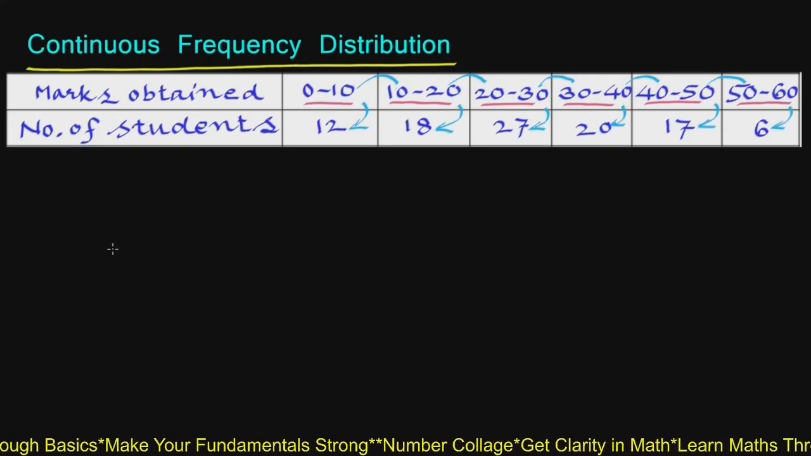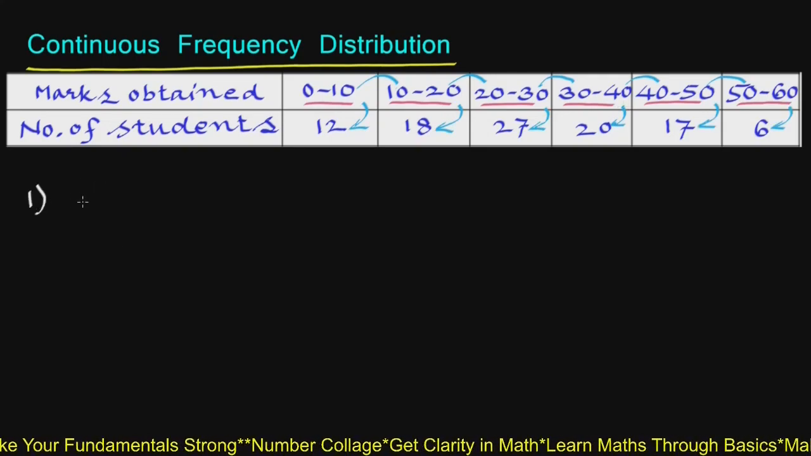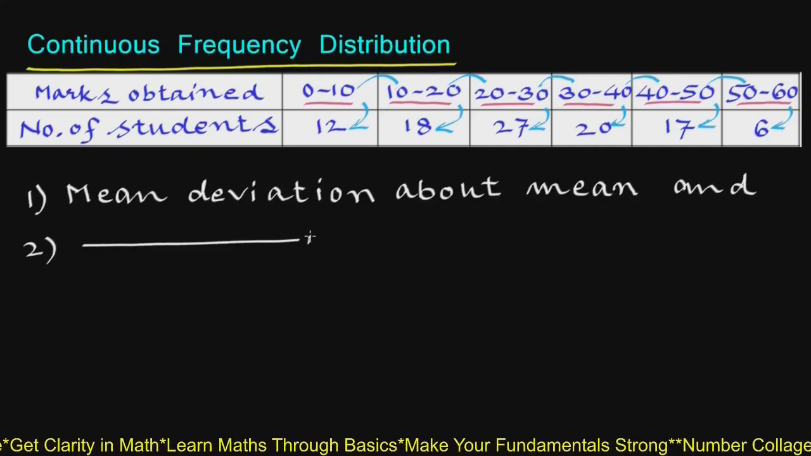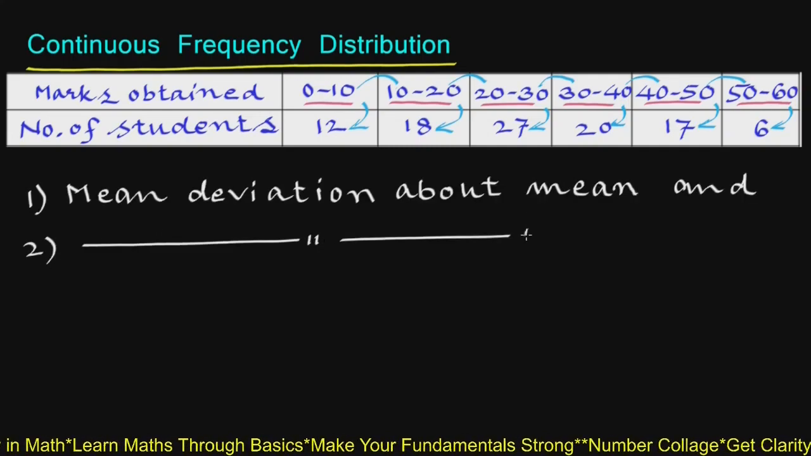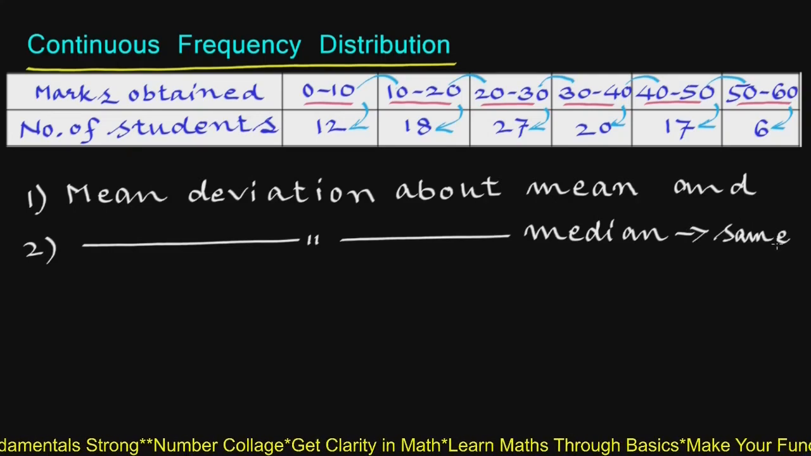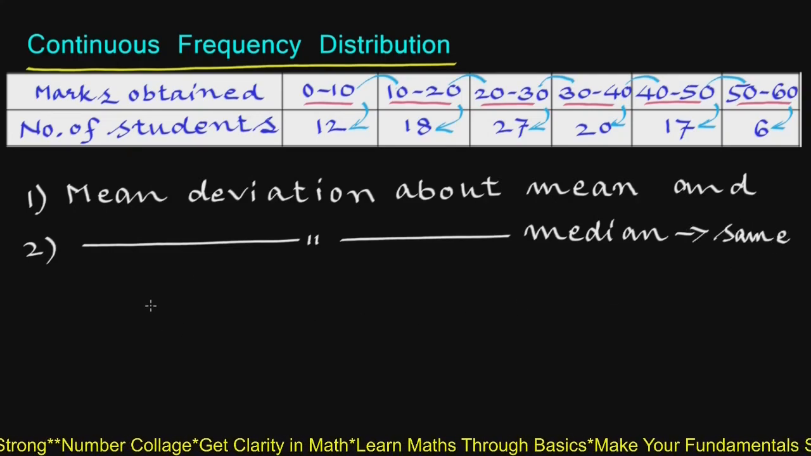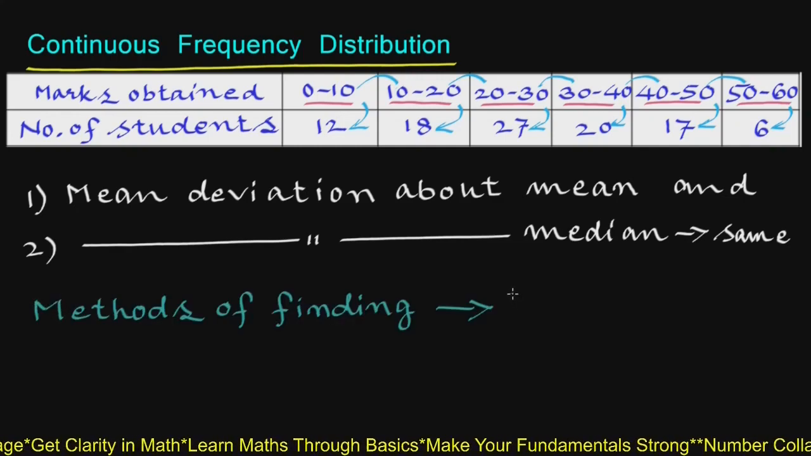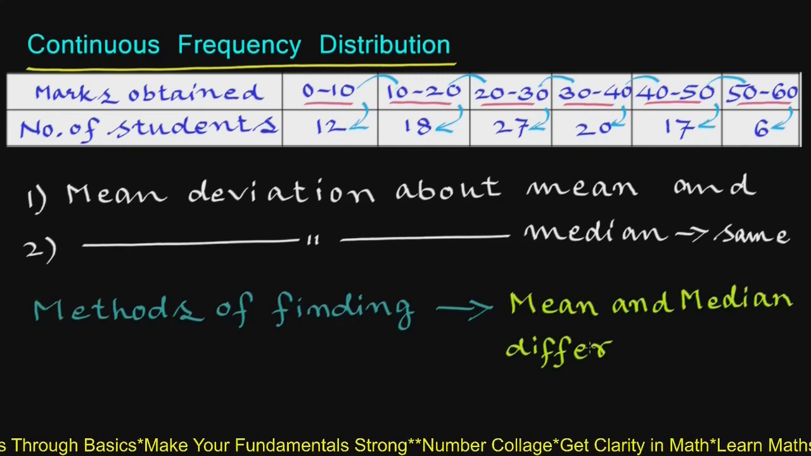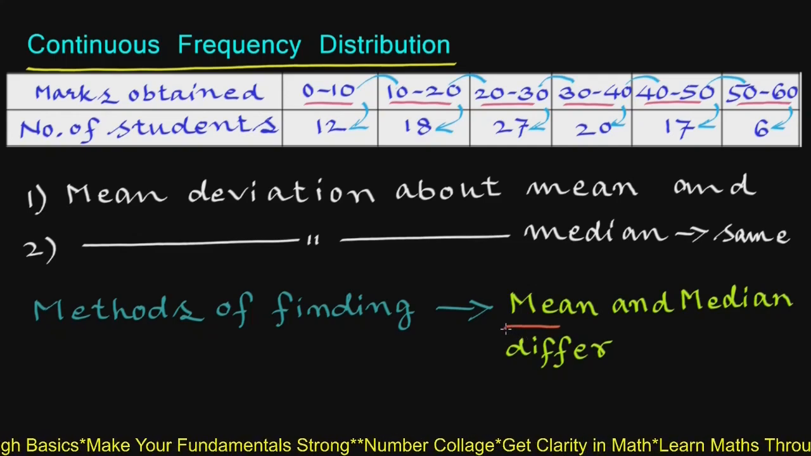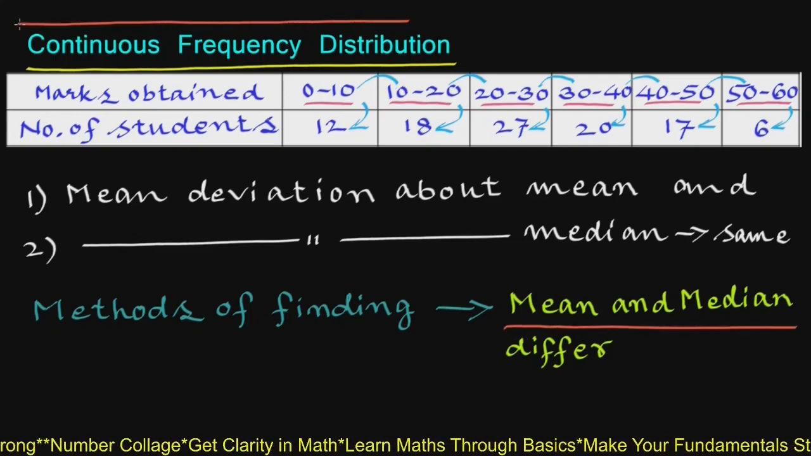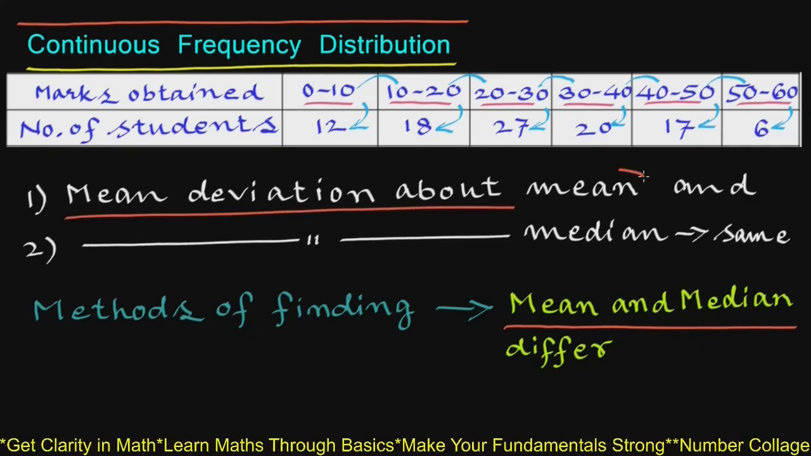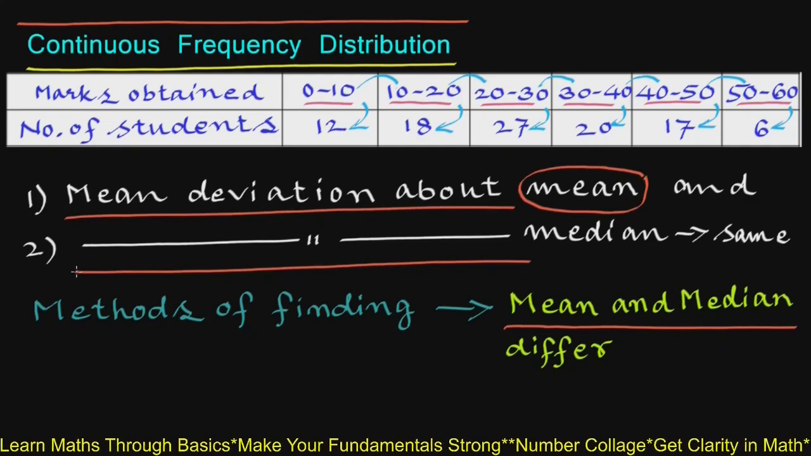Here the formulae for finding number 1, mean deviation about mean, and number 2, mean deviation about median, are the same as discussed in my previous video; only the methods of finding mean and median differ. So let us see how to find mean and median for continuous frequency distribution and how to find mean deviation about mean and mean deviation about median.